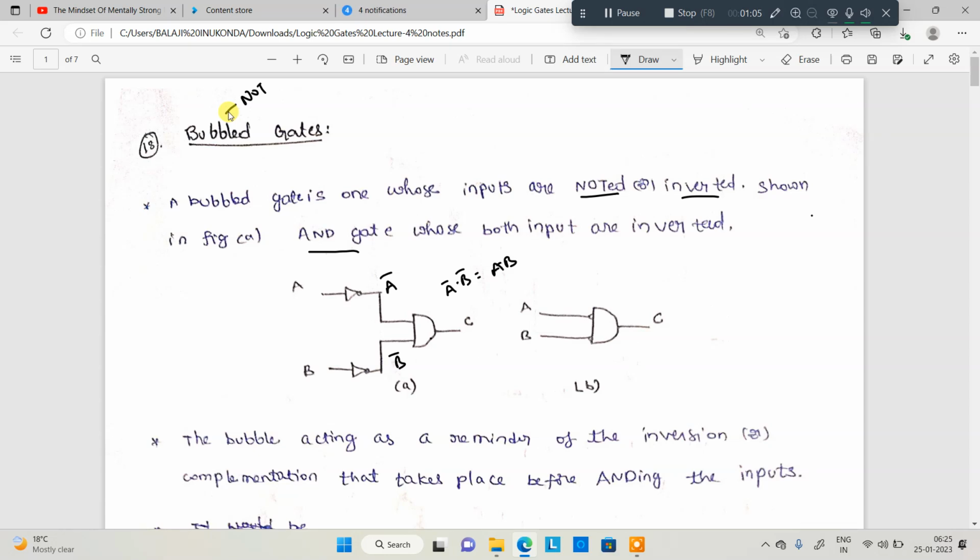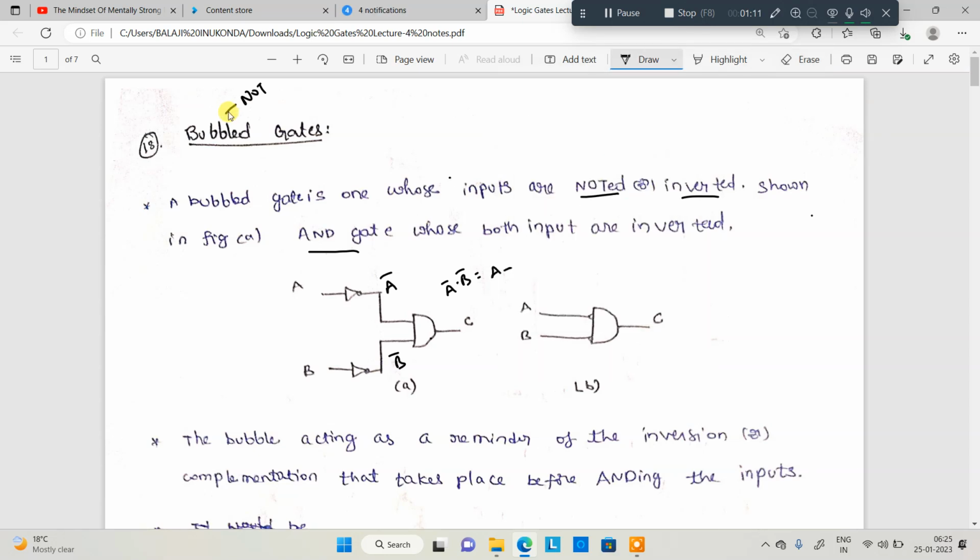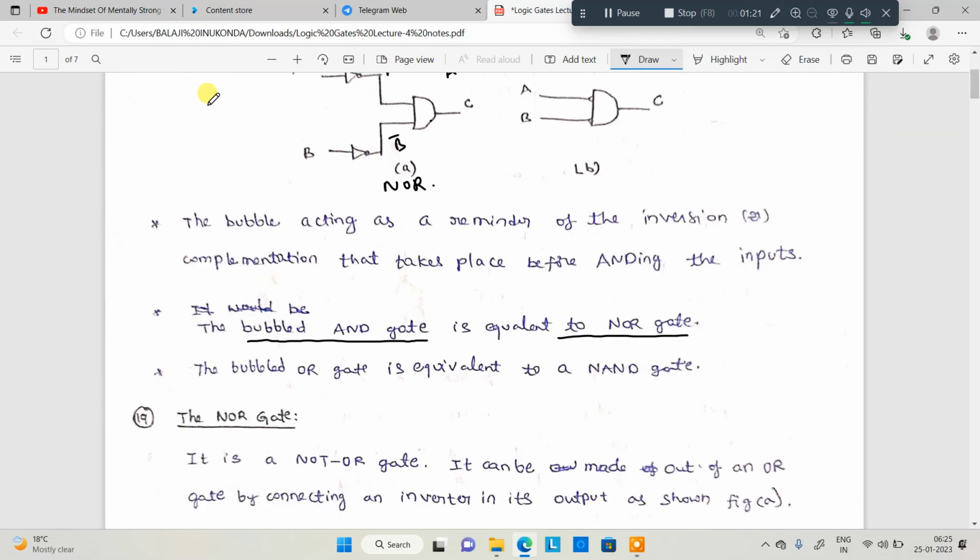Just apply the De Morgan's theorem. A bar, A plus B whole bar. That means which gate is here? This is a NOR gate. So my conclusion, one of the important points here, also in the examination, last year's question paper it is there: the bubble AND gate is equivalent to the NOR gate. Bubble AND gate is equivalent to NOR gate.